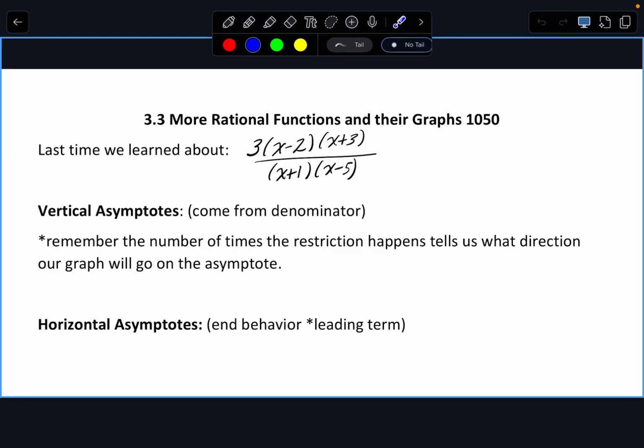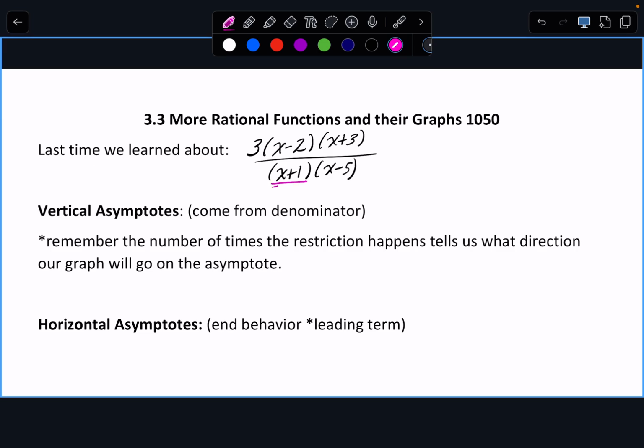So remember, we're graphing rational functions. What makes it rational is there's an x in the denominator. And let's practice what we learned last time, because this is pretty much more than half of your test: graphing rational functions. So right here we would say, okay, factor the top, factor the bottom. In this case, they gave you one that's factored.